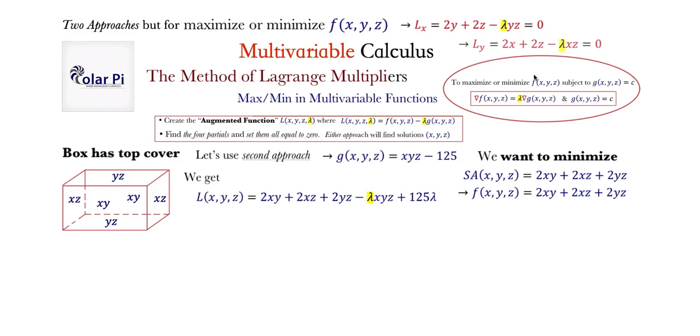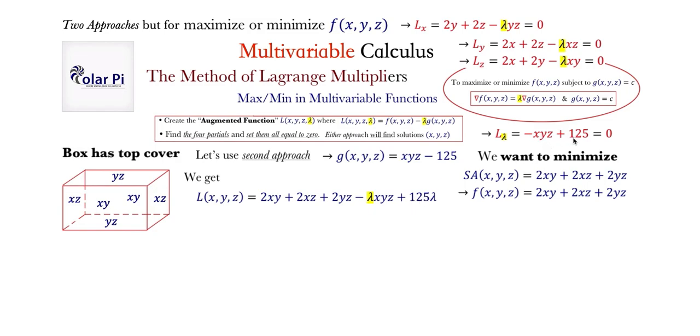Okay, so very similar justification would show why the partial with respect to y of L would look like this, and then the partial with respect to z, and then the partial with respect to lambda. Now notice that the partial with respect to lambda would mean that this is 0, this is 0, this is 0, and in this part we get minus xyz, and in this part we just get plus 125.